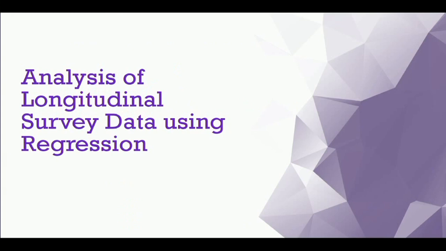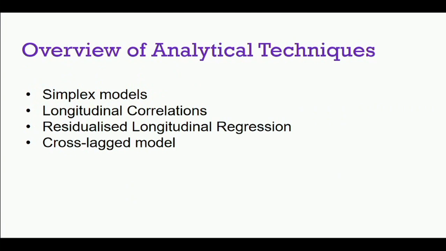So how do we go about analysing these longitudinal studies? Well, we use regression. We'll go through 4 different types of regression here. There's the simplex model, the longitudinal correlations, the residualised longitudinal regression, and the cross-lag model. Okay.